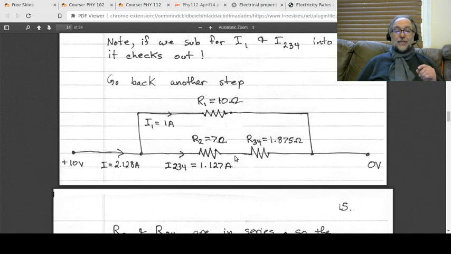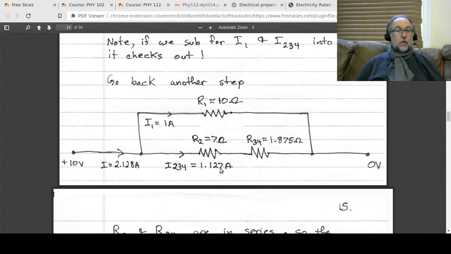Why is the current the same through both of these resistors? Because they're in series. Remember, almost the defining feature of series is that the current through both of the resistors is the same. So the current through R2 and the current through R34 is 1.27 amps.